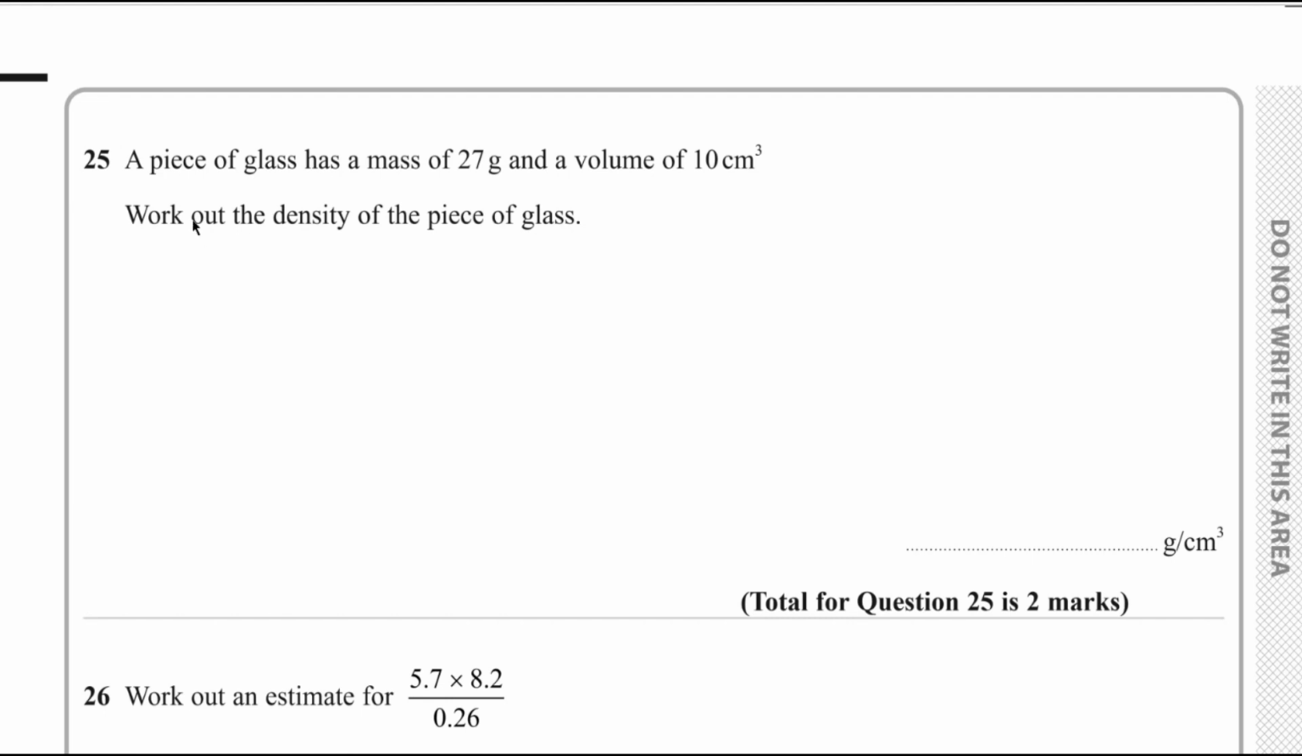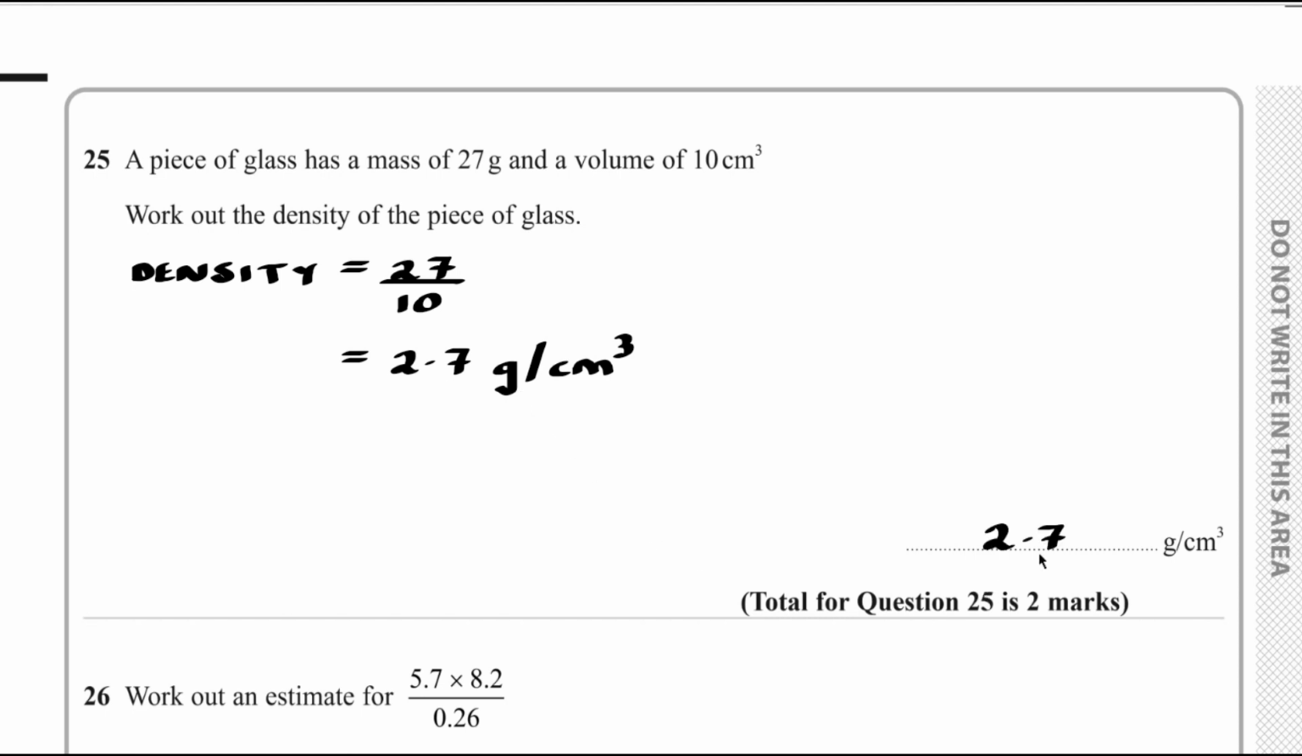Question 25. A piece of glass has a mass of 27 grams and a volume of 10 centimeters cubed. We have to work out the density of the piece of glass. Now for density, that's equal to the mass divided by the volume, and I can spot that by looking at the units here. Grams per centimeters cubed implies mass over volume. So for the density, that's equal to the mass 27 grams divided by the volume 10 centimeters cubed. 27 divided by 10 is 2.7, so the density is 2.7 grams per centimeters cubed.